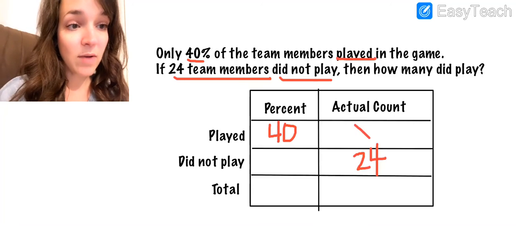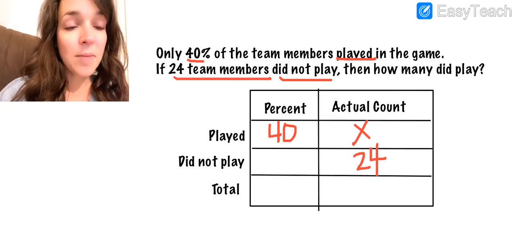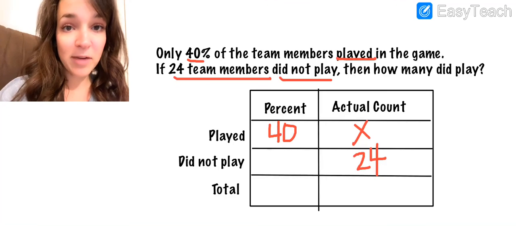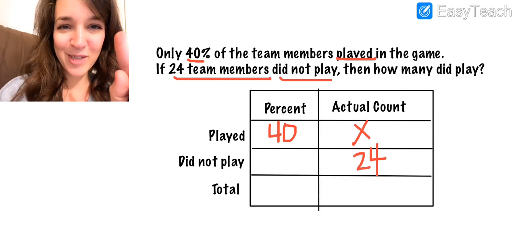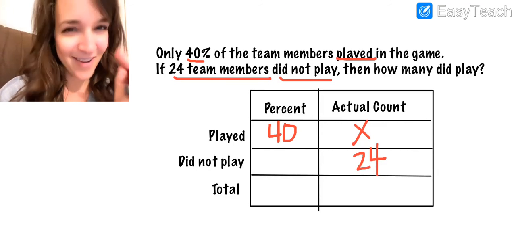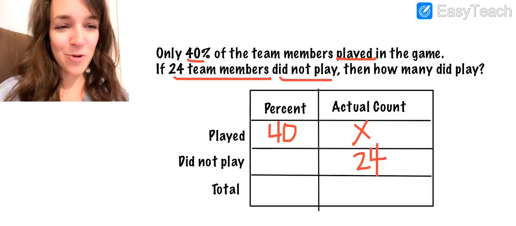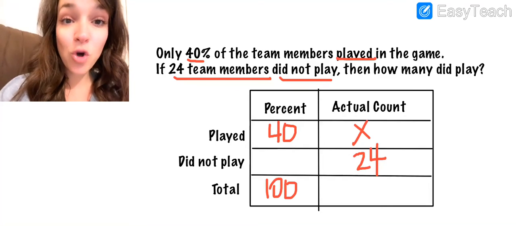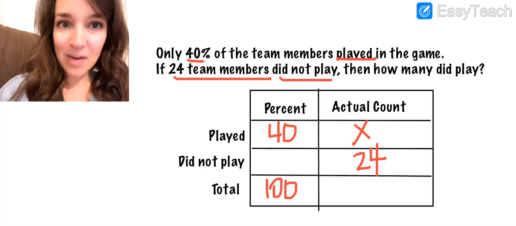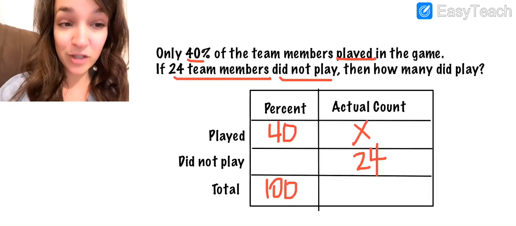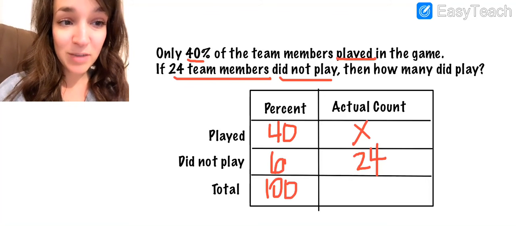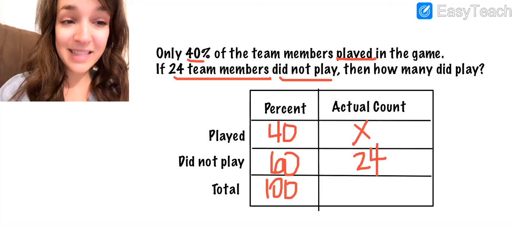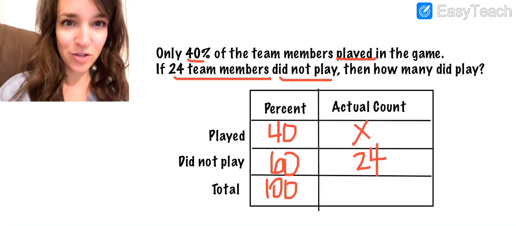Well, I don't know how many actually did play, but I do know all this information I already filled in. And what other piece of information can I fill in? I know you said it. We can put the 100 under the total percent. Good. So if we know that 100 is the total percent and we know that 40% played, that means that what percent had to not play? It would have to be whatever's left, the difference of 140. So that would have to be 60, because together the 40 and the 60 add up to the 100. Do you guys see that?